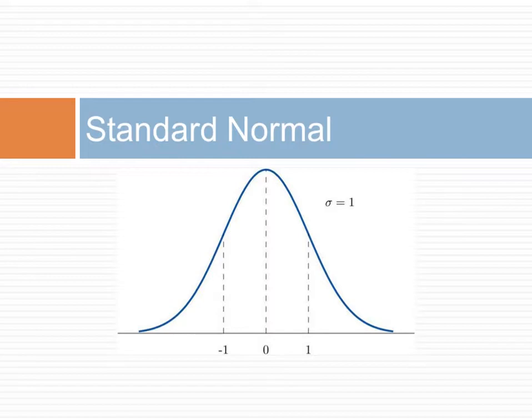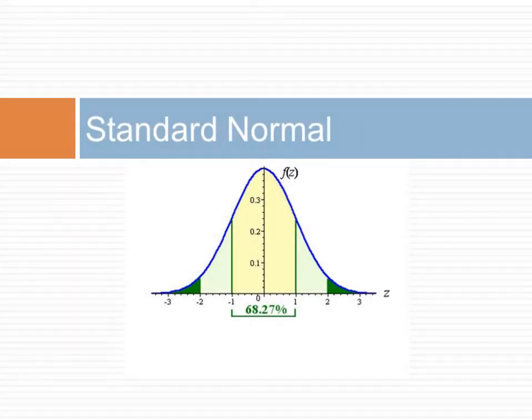A standard normal distribution has a mean of 0 and a standard deviation of 1. The most common value is the mean. That's where the peak occurs. 68.27% of data fall within one standard deviation for the standard normal curve. This area is marked in yellow here.